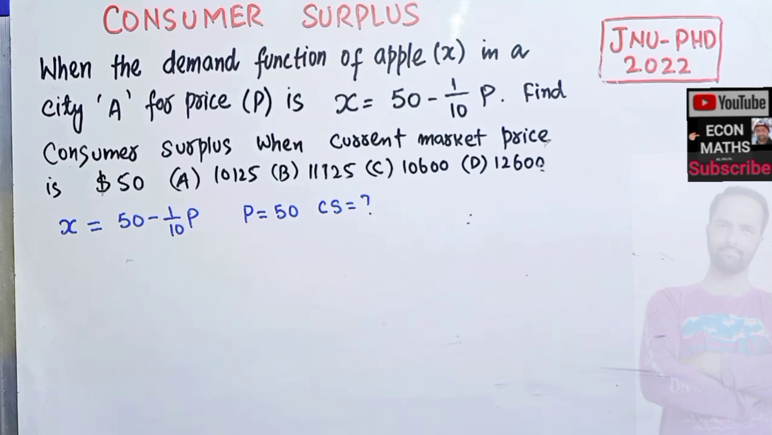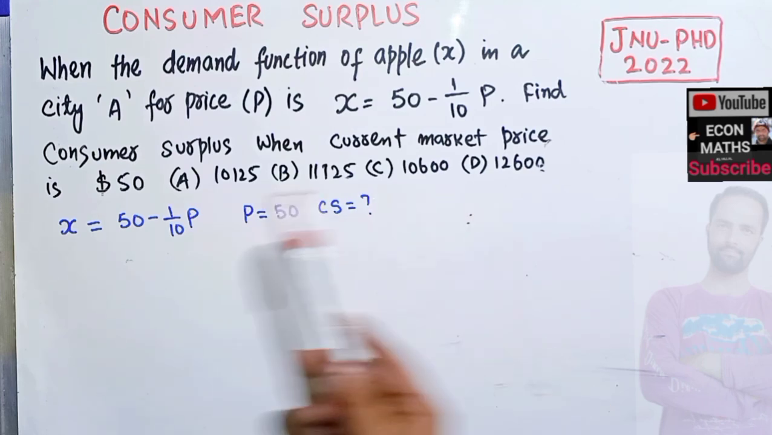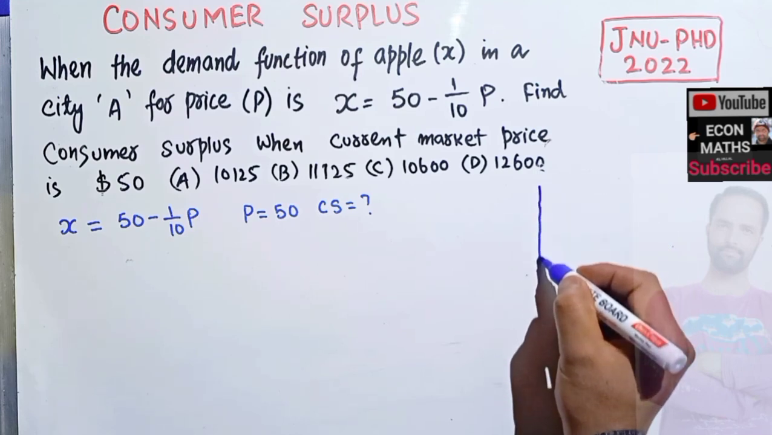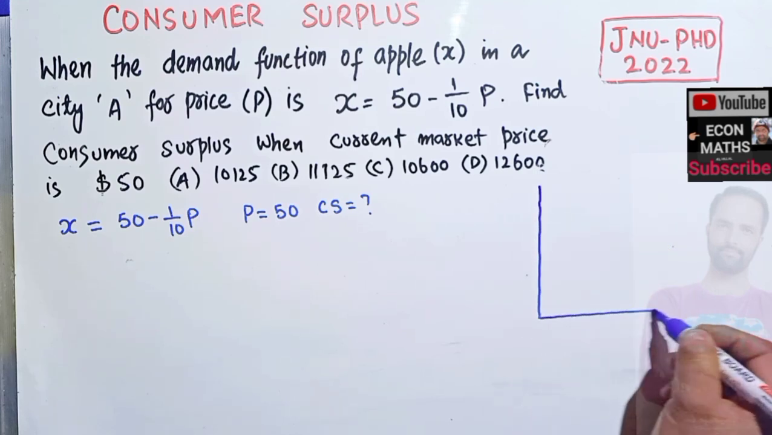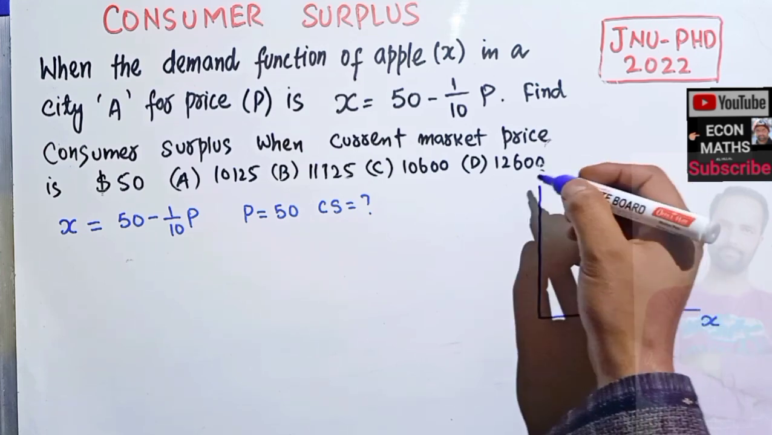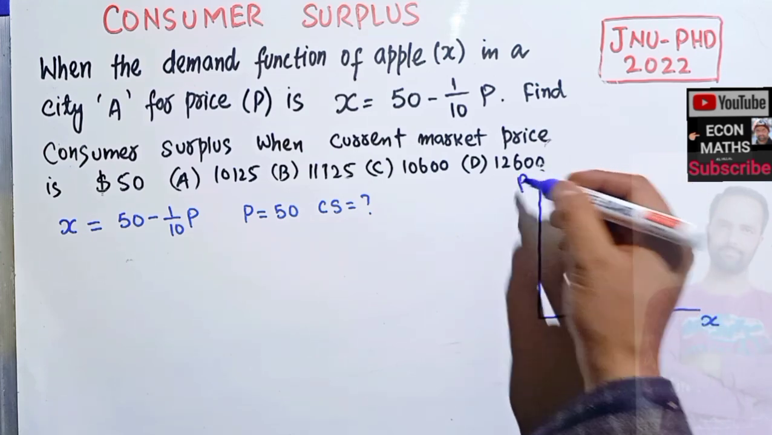Okay, so there are two methods of solving this question. Since we have a linear demand function, we can use the graphical method here, and the other is to use integration. First we will see the graphical method. So let's first draw the graph. We have the quantity of apples on the horizontal axis and price on the vertical axis.